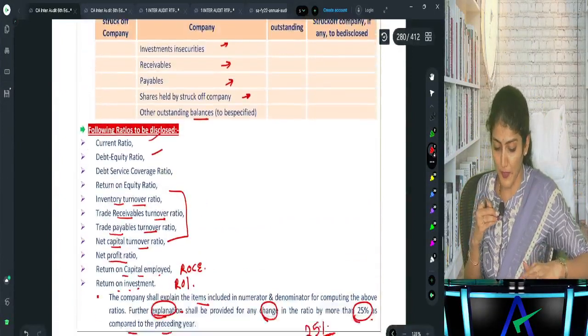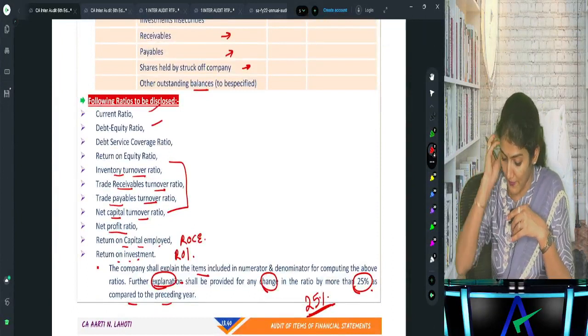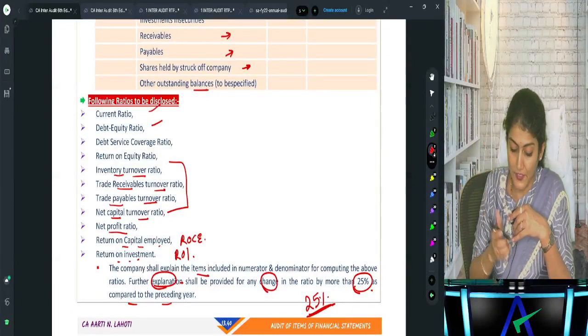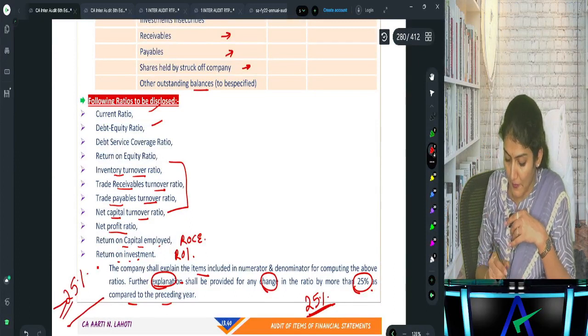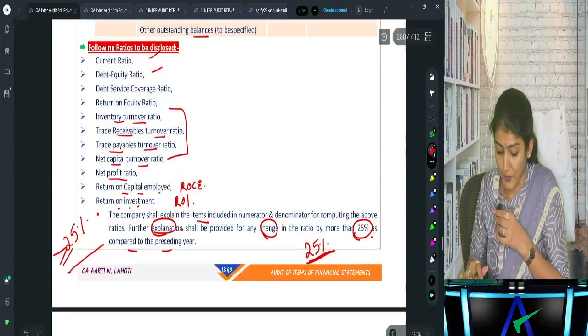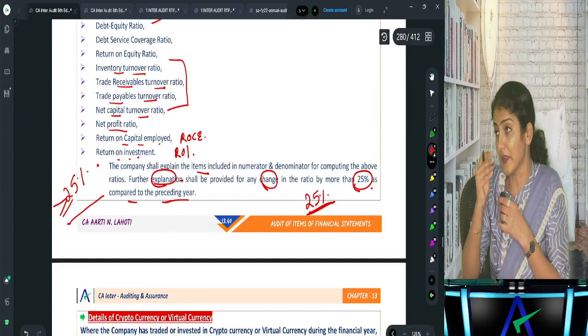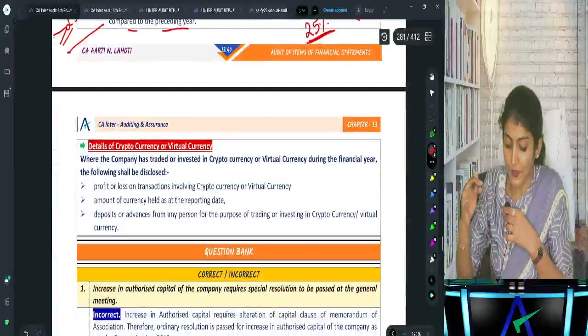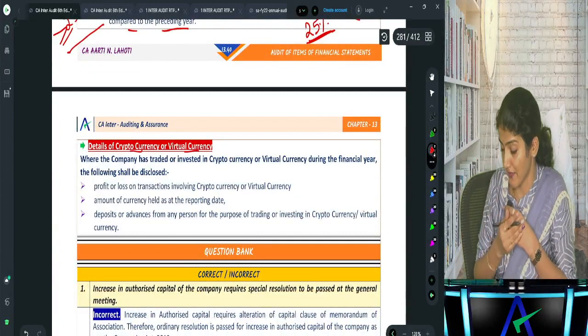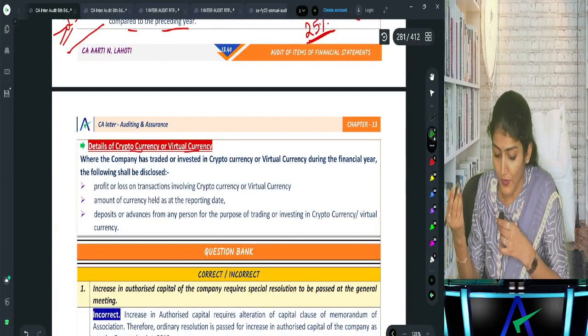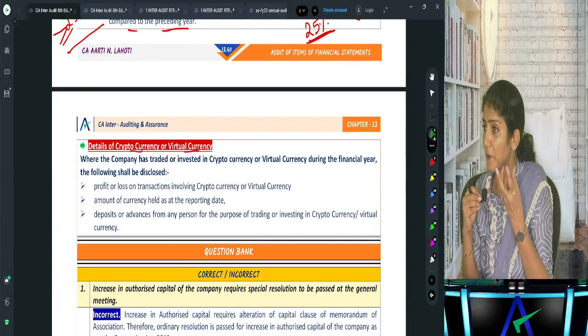So following ratios to be disclosed, and if there is a change of 25% or more as compared to the preceding year, then the explanation has to be given. And then the last Schedule 3 disclosure over there: details of cryptocurrency or virtual currency, like bitcoins or something over there.